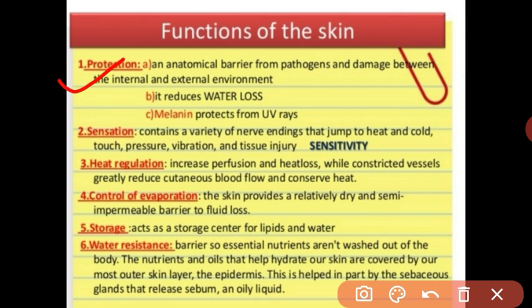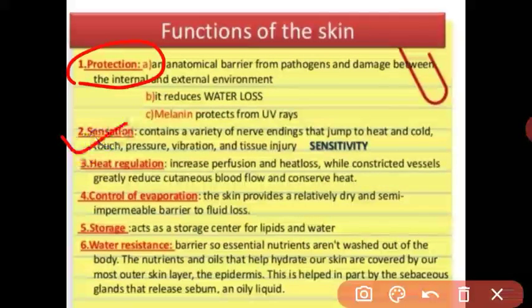Let us again revise. The skin protects from pathogens. It also protects the underlying tissue from mechanical shock. It also prevents the loss of water by evaporation. The melanin pigment also protects against ultraviolet rays. Got it, student? The main function of the skin is protection.